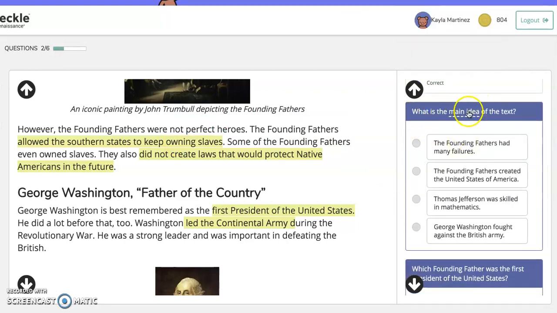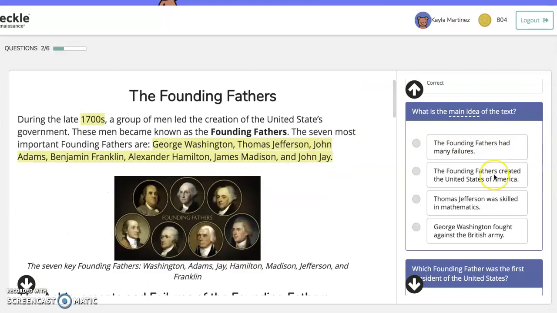What is the main idea of the text, the big idea, what this whole thing is talking about? Is it talking about the many failures that they had? The whole text, not just this paragraph now, the whole thing. How the founding fathers created the United States of America? How Thomas Jefferson was skilled in math? Or that George Washington fought against the British Army? Which of these is what this whole thing is mostly about?